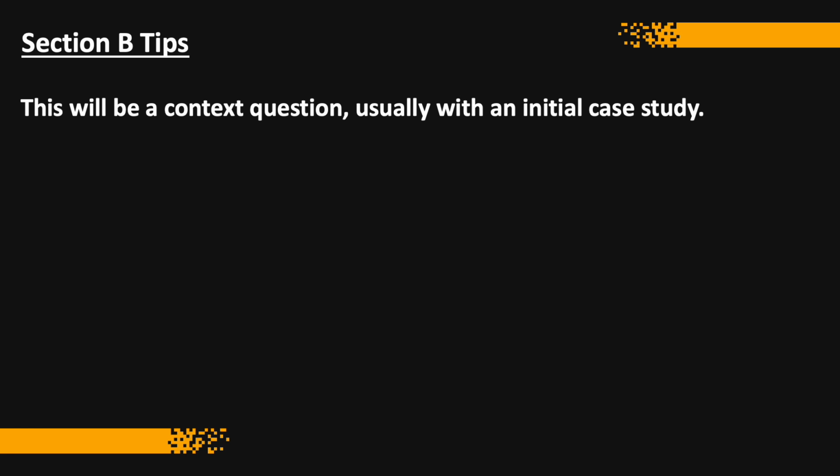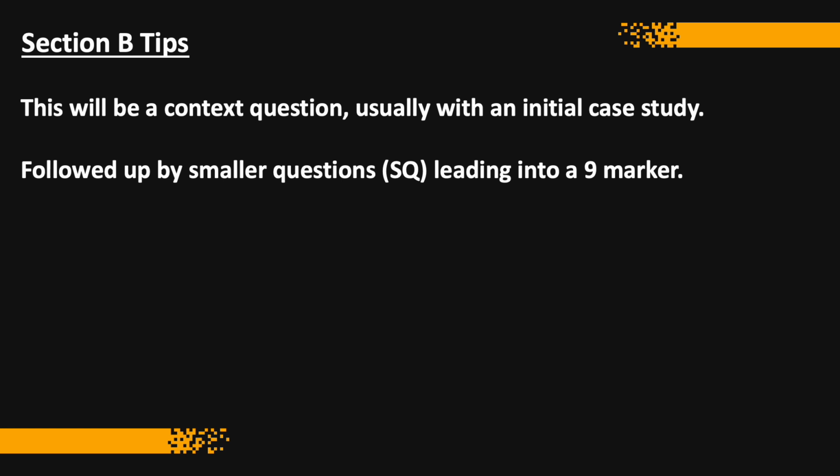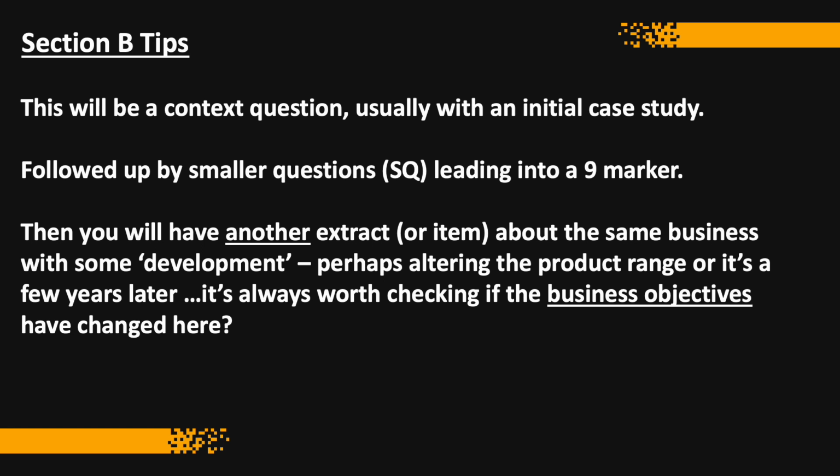Section B. This is the context side. The context starts now, and it will usually start with an initial case study, followed up by smaller questions. We'll call these SQs, and they will lead into a 9 marker, the first 9 marker. Then you will have another extract or item about the same business, but there'll be some development to the story from the original item you saw at the start of Section B.